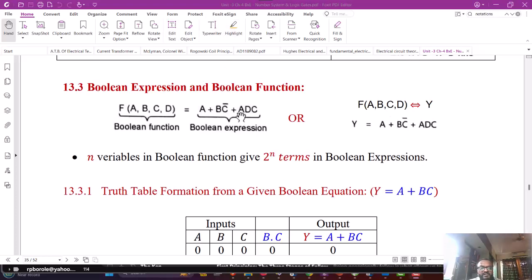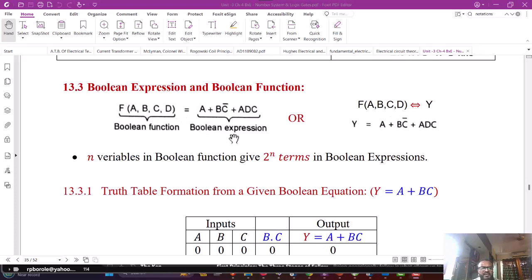The Boolean expression and the Boolean function. A Boolean function is shown as f of a, b, c, d, where a, b, c, d are the Boolean variables and f indicates the function. So it is similar to a function representation. We write f of x comma y. Here in Boolean expressions, the function is denoted as f of a comma b comma c and so on.